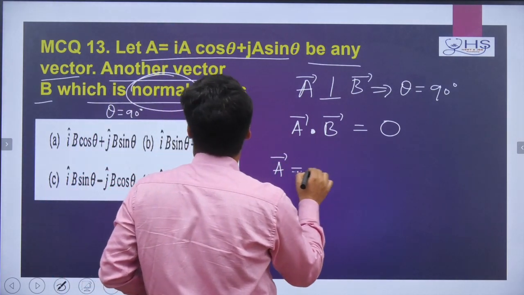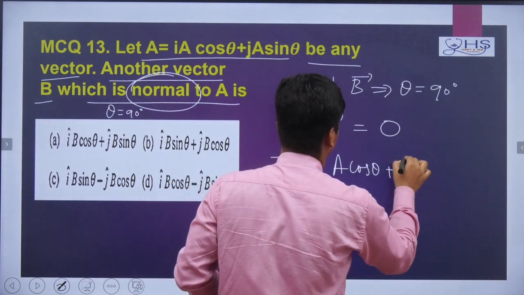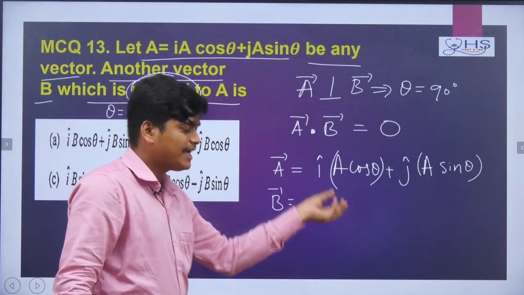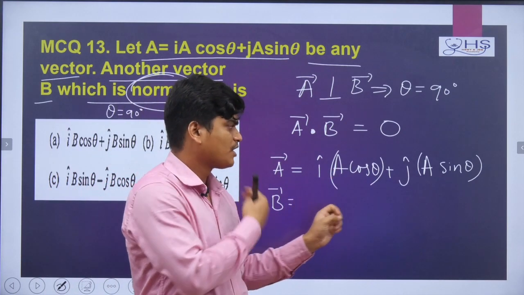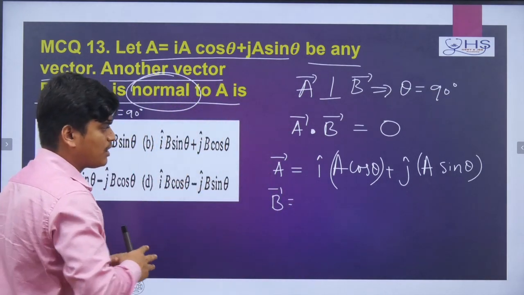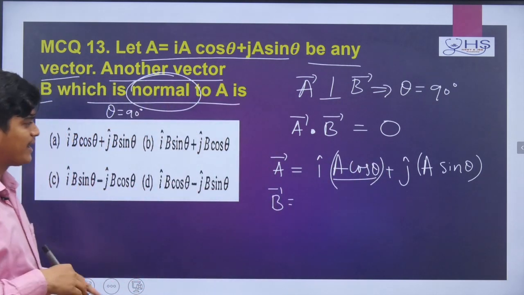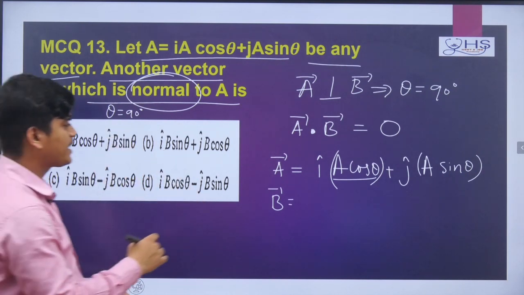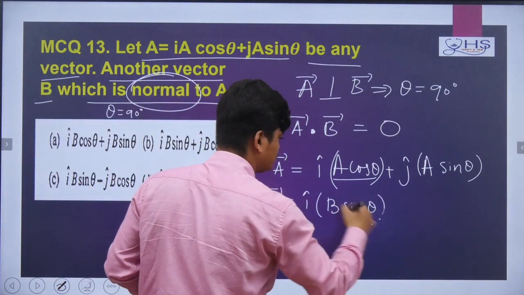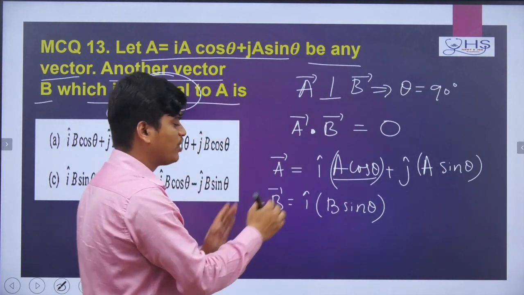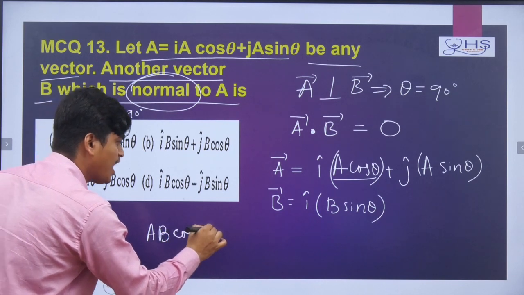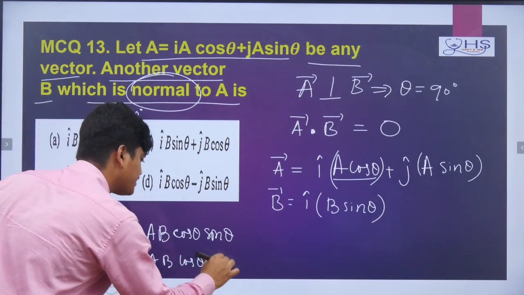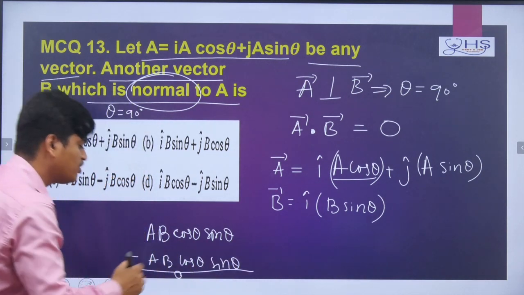First let me check A vector. A vector is I cap into A cos theta plus J cap into A sin theta. This is given. Now I have to take B vector in such a way that I cap coefficient multiplication plus J cap coefficient multiplication should give me 0. The I cap coefficient is A cos theta. Suppose I take I cap into B sin theta. Then A cos theta times B sin theta multiplication will come as A B cos theta sin theta. So to cancel this one, I need minus A B cos theta sin theta. If I add both, then my result will become 0.